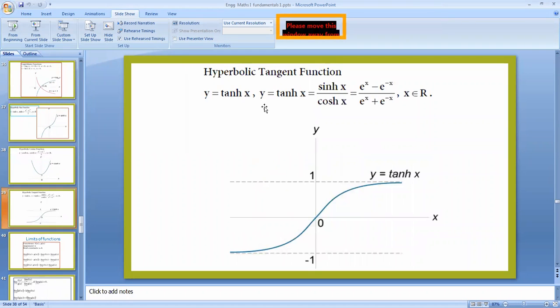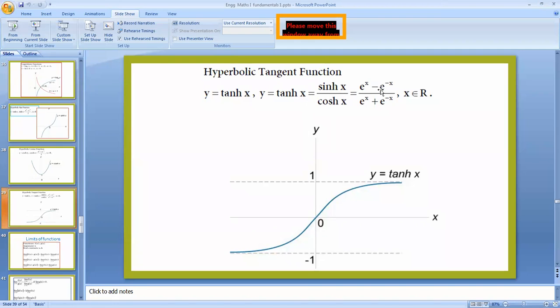See here, the next, hyperbolic tangent function. y is equal to tan hx. What do you know here? The tan trigonometric function gives us the relation between sine and cos. But actually it is a hyperbolic function. Means tan hx is sine hx upon cos hx. Okay. Now you know sine hx is what?